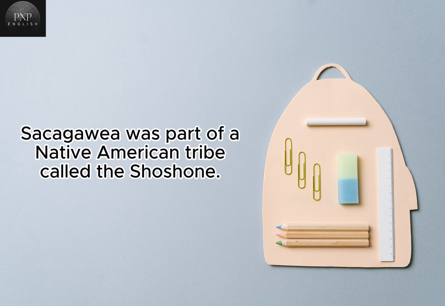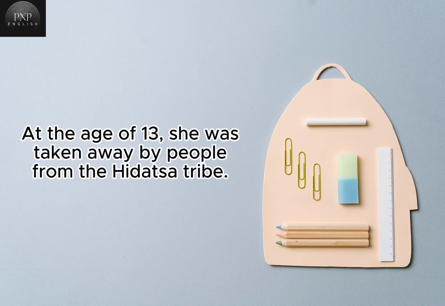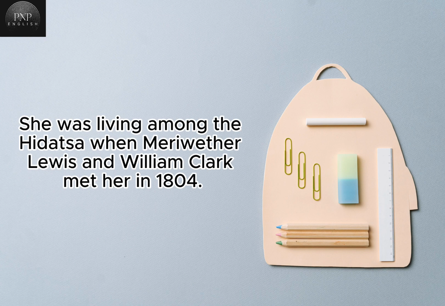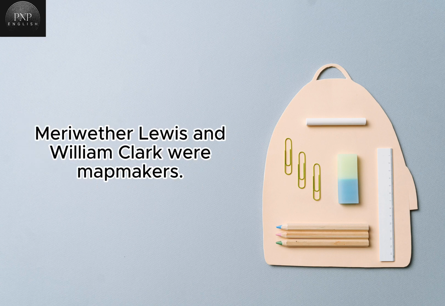Sacagawea was part of a Native American tribe called the Shoshone. At the age of 13, she was taken away by people from the Hidatsa tribe. She was living among the Hidatsa when Meriwether Lewis and William Clark met her in 1804.